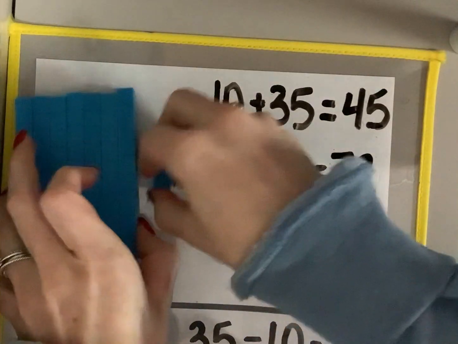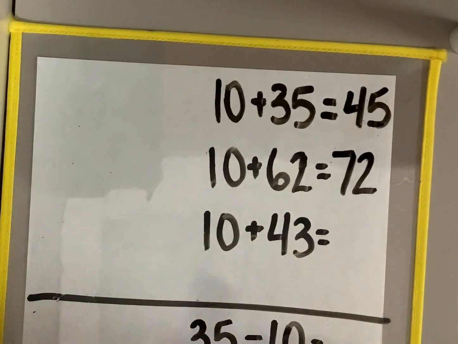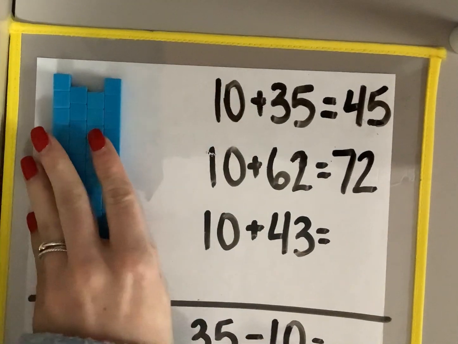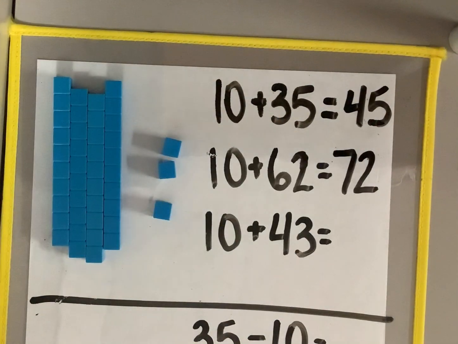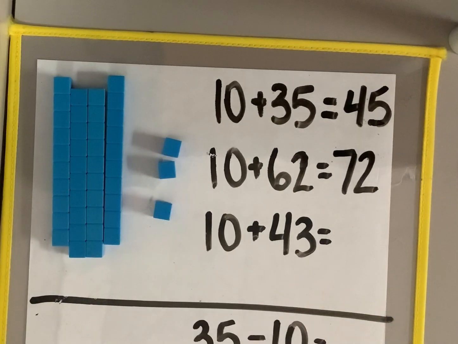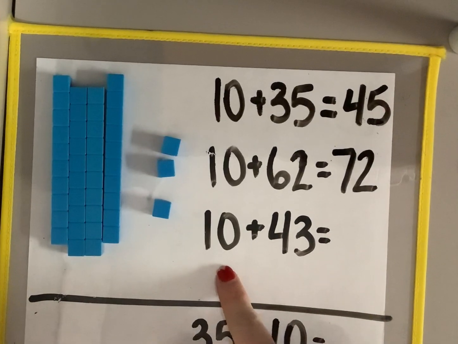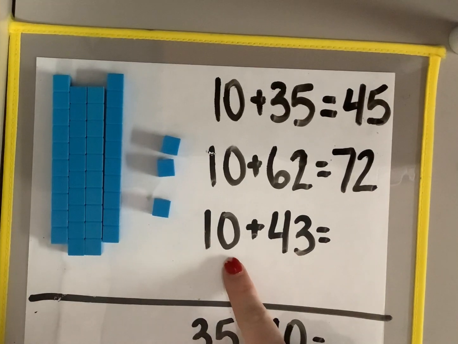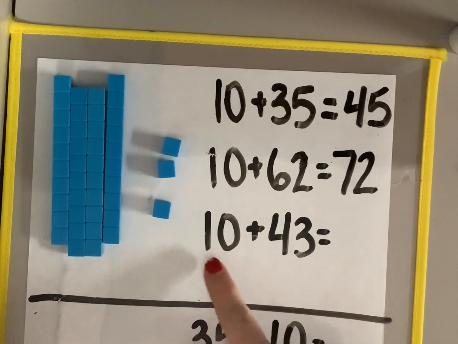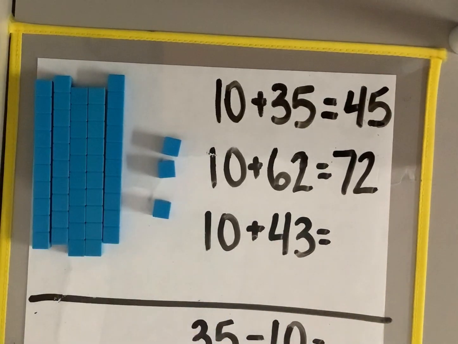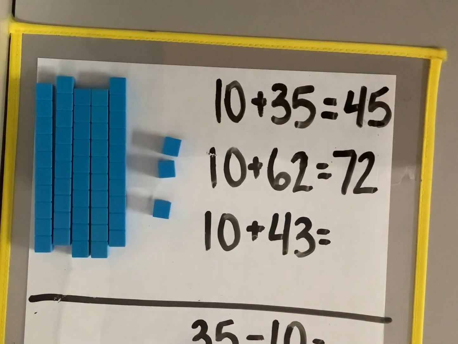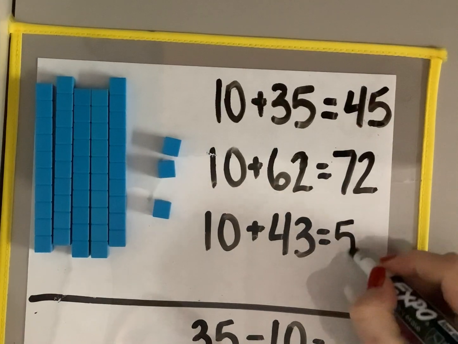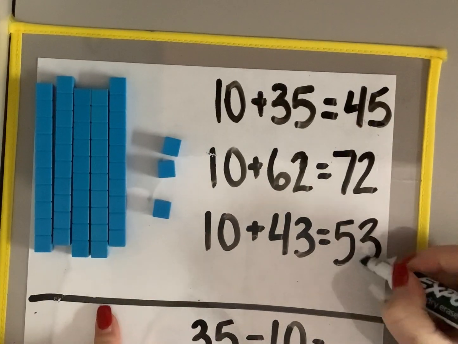Let's look at another one. My next one, 43. I have 4 groups of 10 and 3 ones. 43 has 4 tens and 3 ones. So if I add 10 to that, I'm not touching the second digit because there's a 0 there. I'm just adding 1 group of 10. There were 4 groups of 10. Now I have 5 groups of 10, and I still have my 3 ones.